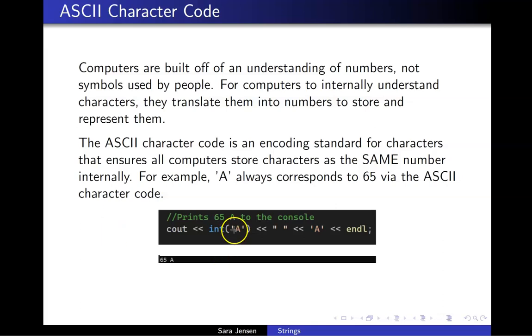If we take the character A, which is the letter A enclosed between single quotation marks, and we place that character A between round parentheses with the word int preceding it, or in other words, if we pass the character A to the integer casting function, what will be printed to the screen, as we see here, is this value of 65, which is how the computer translates the character A into a number.